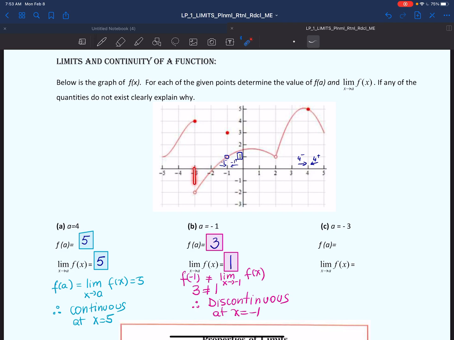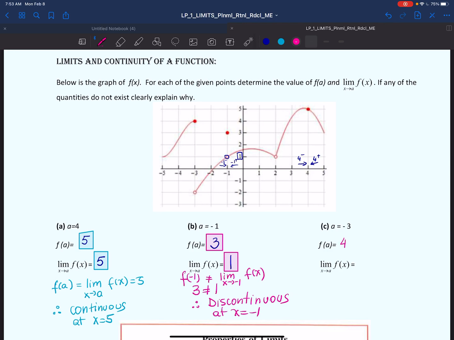So if I go and hit the lower part of the graph, I see that I'm not hitting a point on the graph because that's an empty circle. So that's not the value of the function. So I'm going to hit the point in the upper part of the function, and I see that the value of the function is 4. So we're going to say that f of negative 3 is 4.